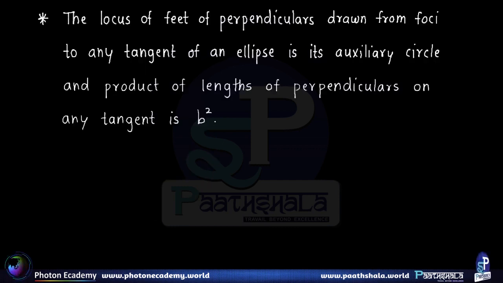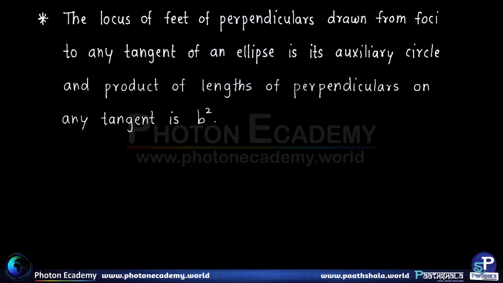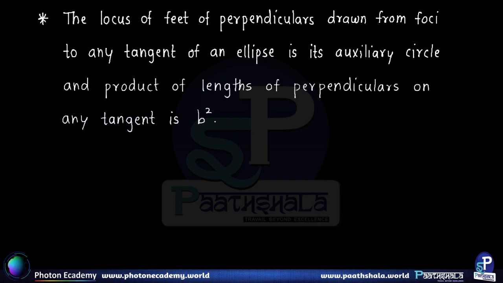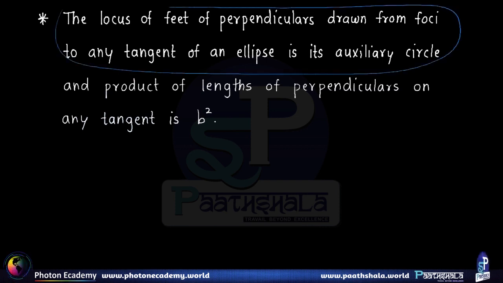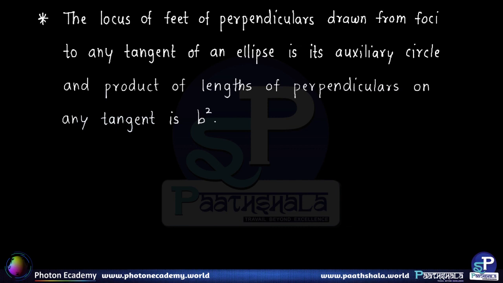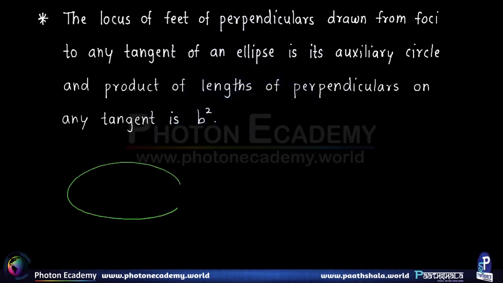Now here it says that the locus of feet of perpendiculars drawn from foci to any tangent of an ellipse is its auxiliary circle, and the product of lengths of the perpendiculars on any tangent is b square. Now let's understand one by one. Let's consider the first part. Locus of feet of perpendiculars drawn from foci to any tangent is the auxiliary circle. So that means, first of all, let us consider some ellipse. This is the ellipse. These are the two foci. What the property says is, if we consider any tangent, so let's consider some tangent to the ellipse.